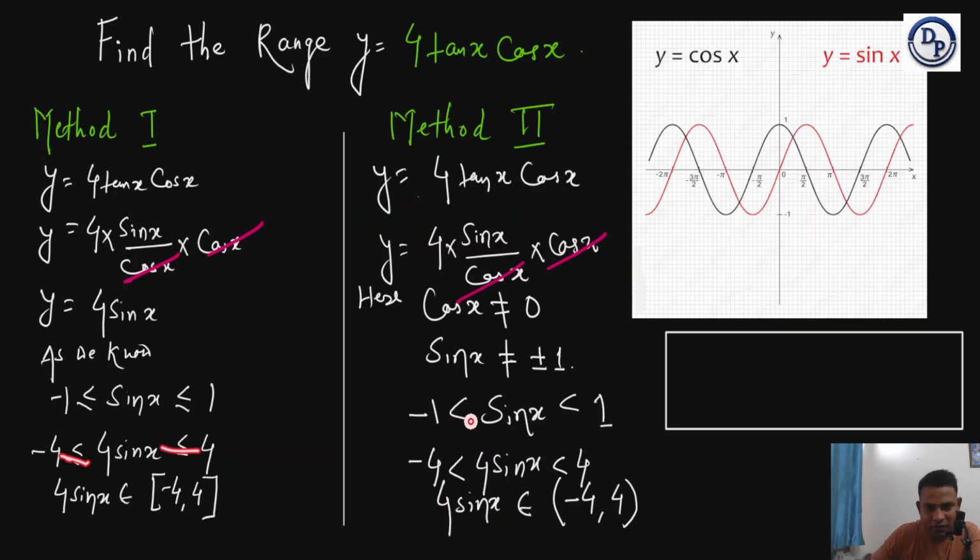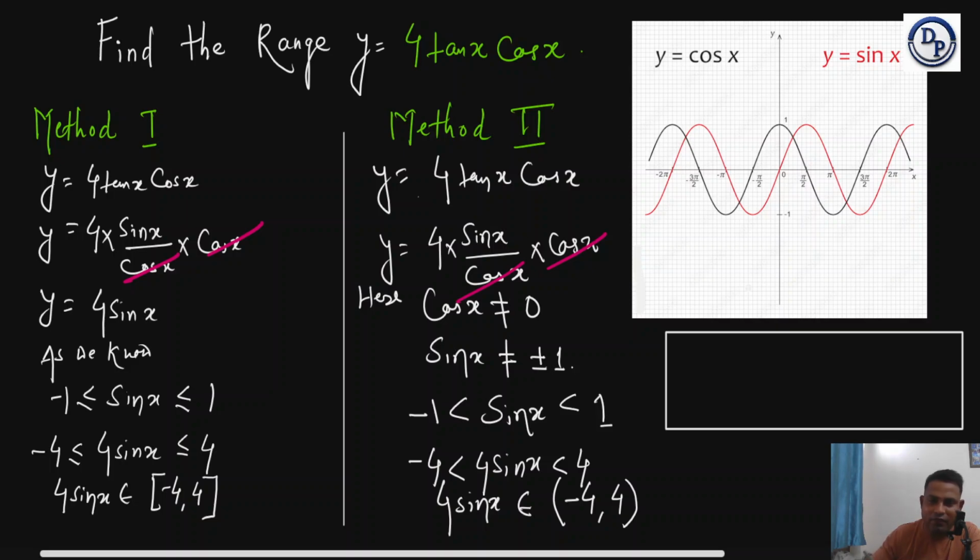So we have to remove this equality from here. We have to remove this equality. Now our function becomes like this. Sin x has become like this in our case. So multiplying by 4 on all sides, we get -4 less than 4 sin x less than 4. So now after resolution, this is our function. So now 4 sin x lies between -4 and 4. So simply 4 sin x belongs to (-4, 4).